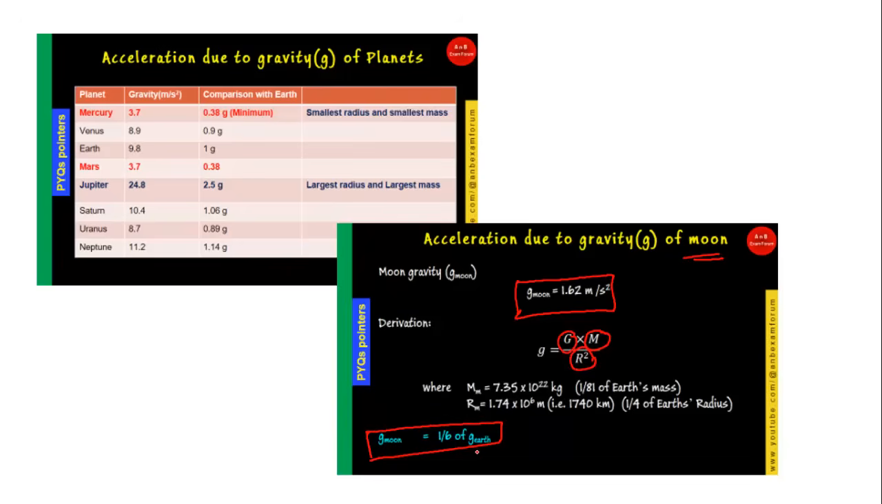Comparing the planets, since Jupiter has the largest radius and the largest mass, its acceleration due to gravity, that is 24.8, is the maximum of all the planets, and the minimum is 3.7 for Mercury and Mars. So you should answer Mercury because it has the smallest radius and the smallest mass. So Mercury has the lowest acceleration due to gravity, whereas Jupiter has the largest acceleration due to gravity.